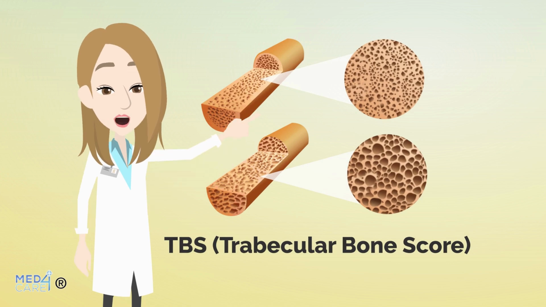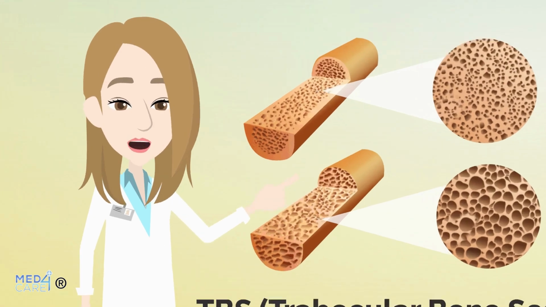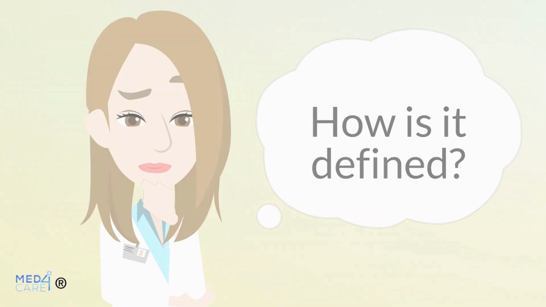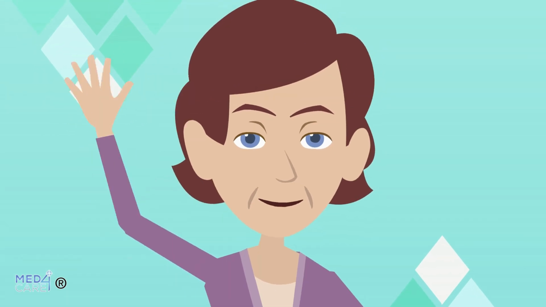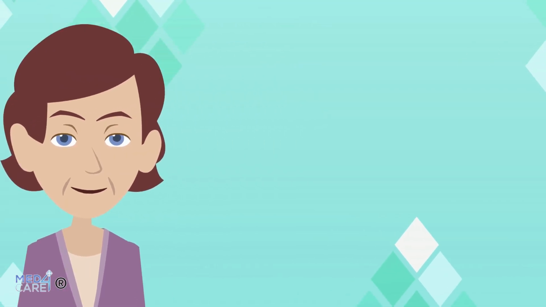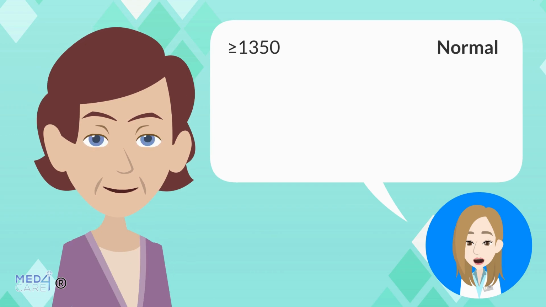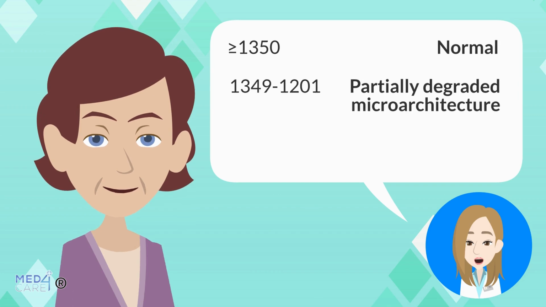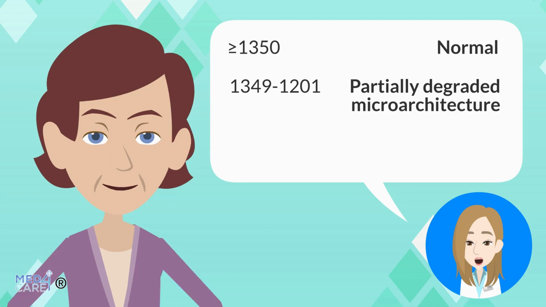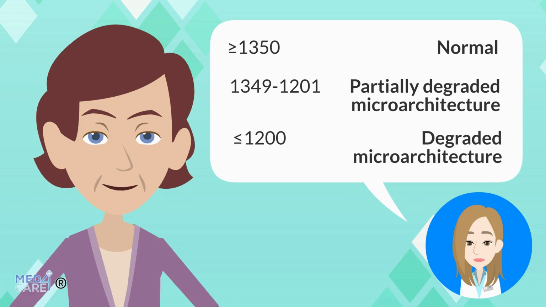This score is related to the number and density of bone trabeculae, but how is it defined? To best understand, let us take female subjects in postmenopause as an example. In this case, the following values can be considered valid. A score greater than or equal to 1350 is considered normal. A value between 1349 and 1201 is considered partially degraded microarchitecture. A score less than or equal to 1200 is considered degraded microarchitecture.